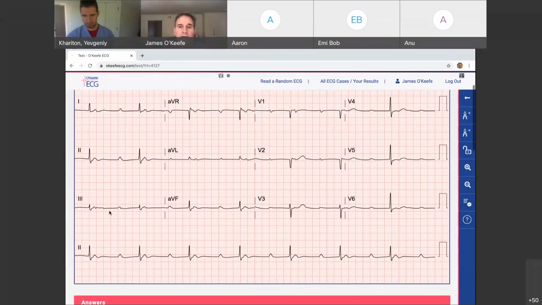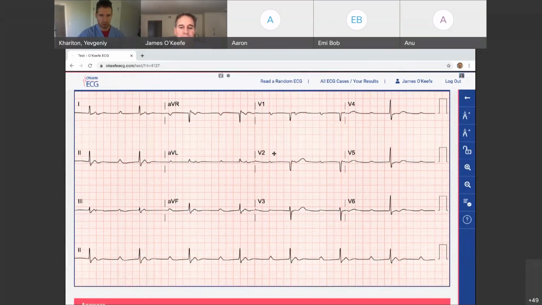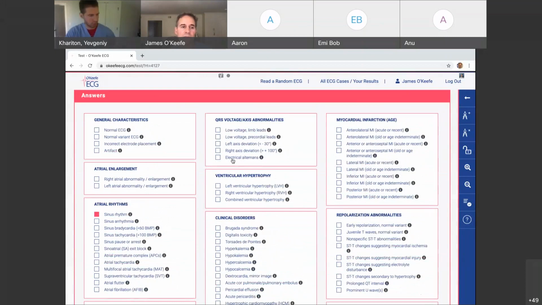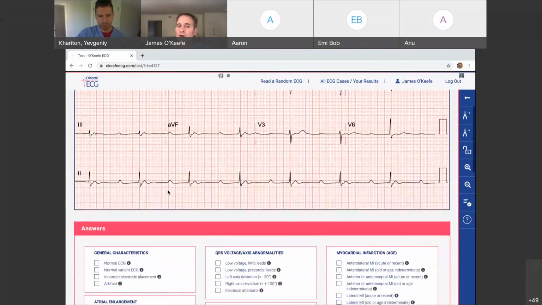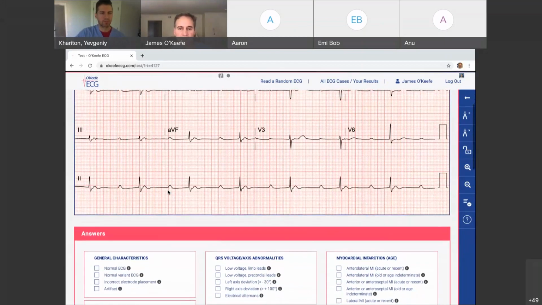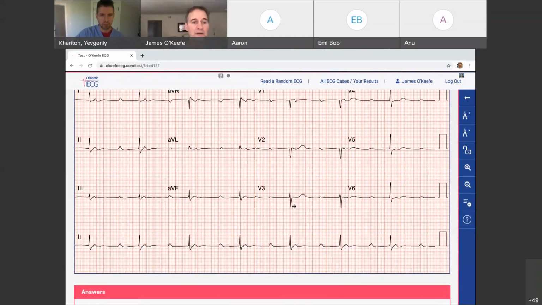Oh yeah, there's left atrial abnormality up here in V1. It's more than 1 by 1. Would you accrue any additional points for coding junctional rhythm, Dr. O'Keefe? No, this is not a junctional rhythm. This is 2-to-1 AV block. This is just a big long first degree AV block, and then one's blocked. So this is a sinus rhythm with a big long first degree AV block.